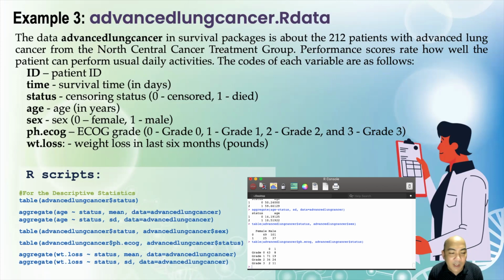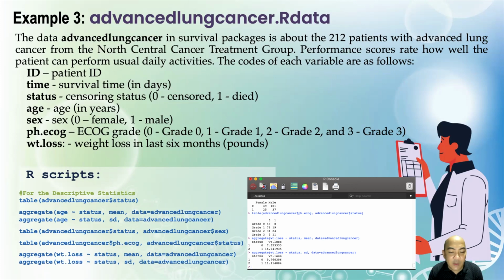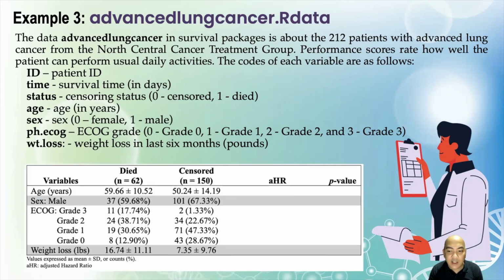And lastly, we may calculate the mean weight loss in the last 6 months using the aggregate function, weight loss tilde status, and then comma mean, then the data, as well as the standard deviation. There we can see that the mean weight loss of those who died is 16.74 pounds, and the mean weight loss of those who are censored is 7.35 pounds, plus minus their standard deviation. And that's the one written on the next slide.